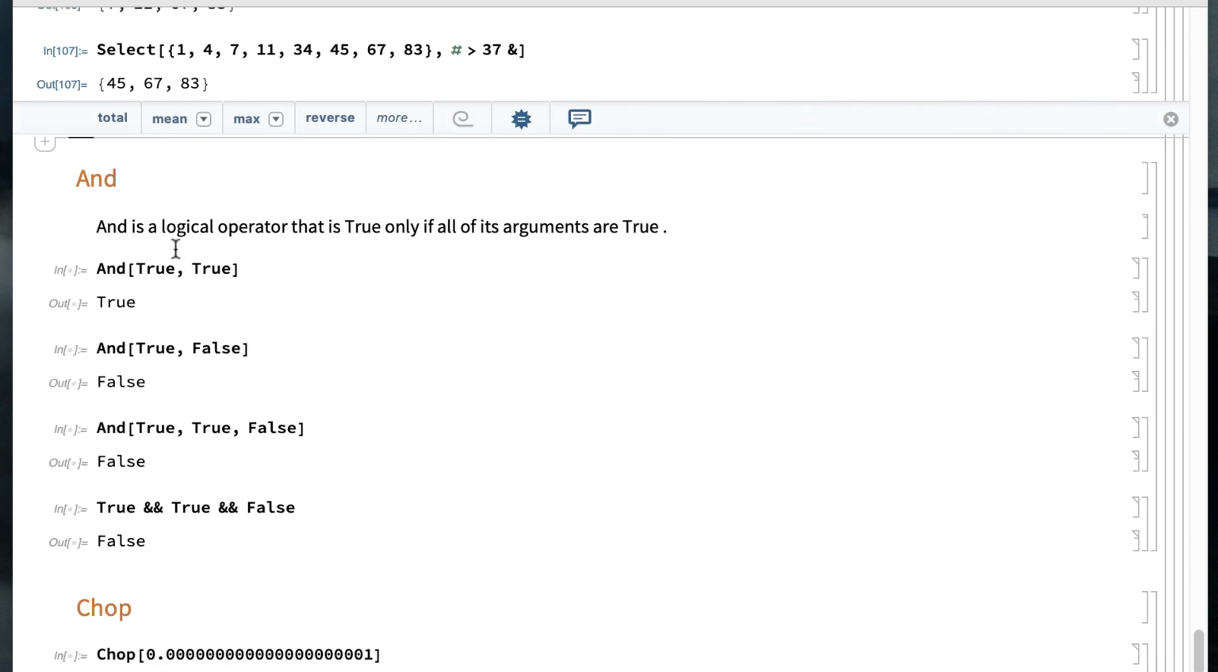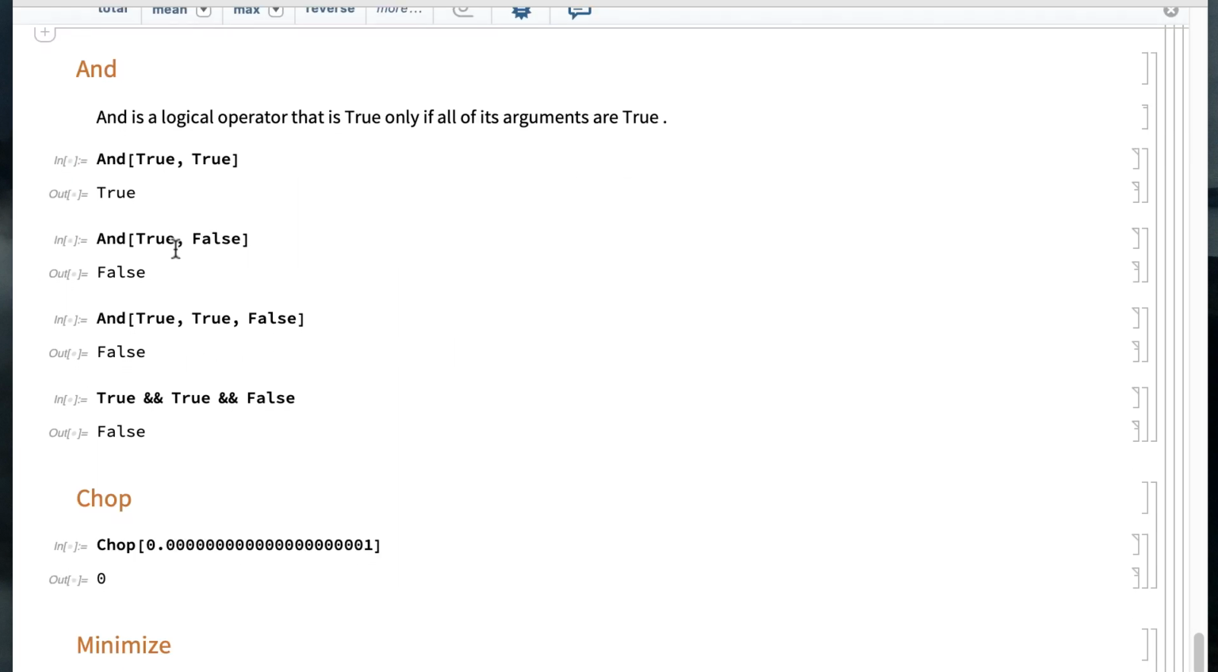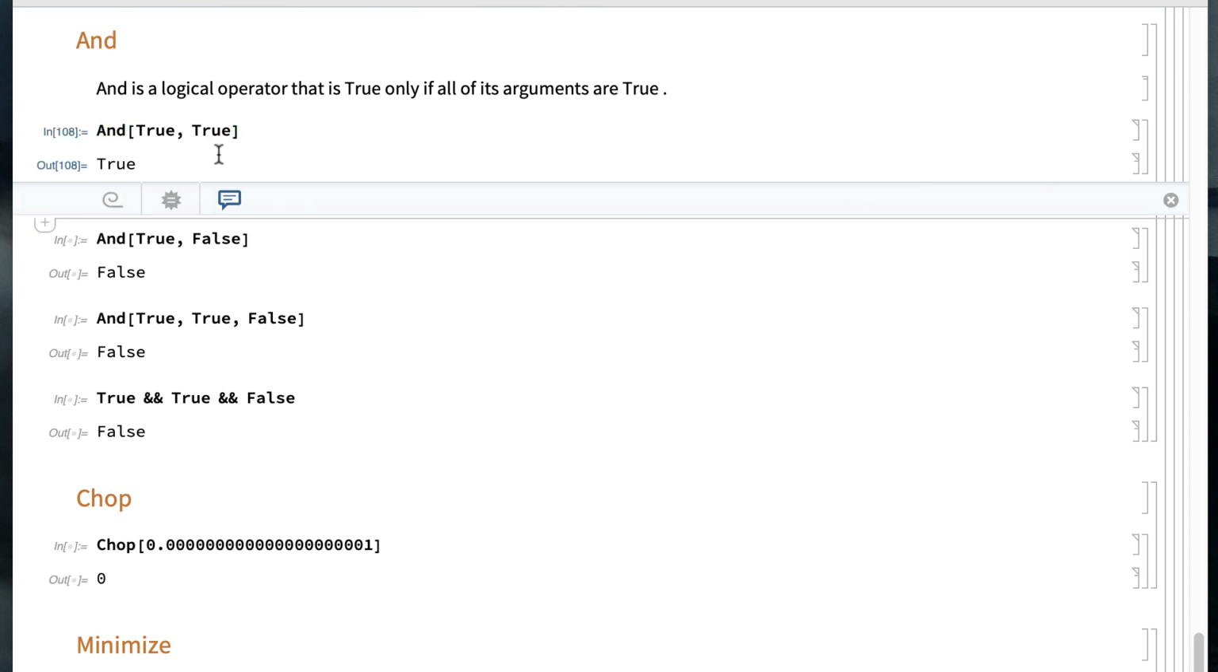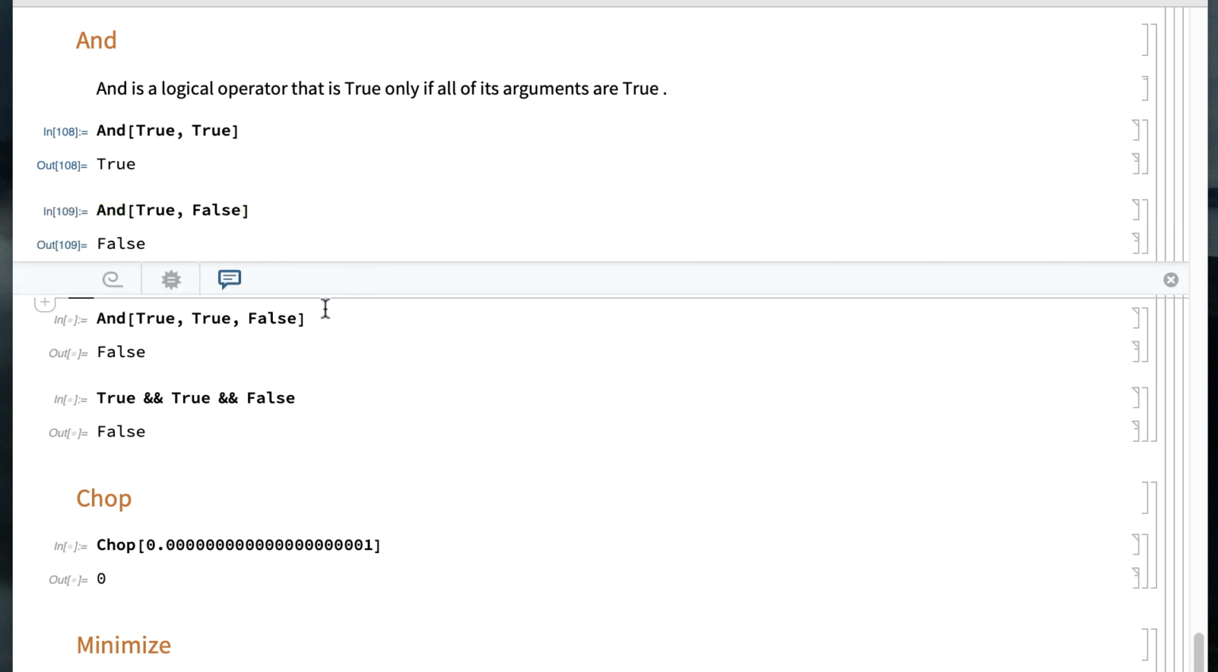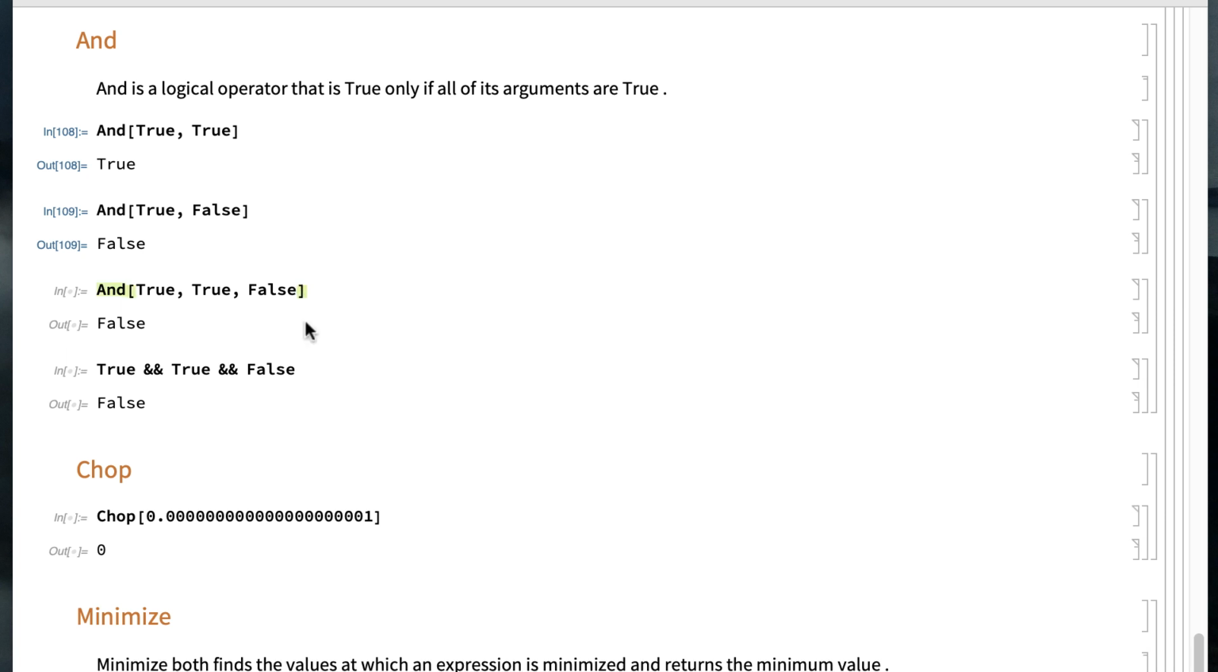And Wolfram Language can do logic, and so often you might want to satisfy multiple conditions. True, by the way, in Wolfram Language is True with a capital T, but no rest. False is with a capital F. And so if one thing is true and the other thing is true, then the expression is true. And if one thing is true and the other thing is false, then the expression is false. And you can have And applied to multiple arguments. And if any in that list are false, then it's false.